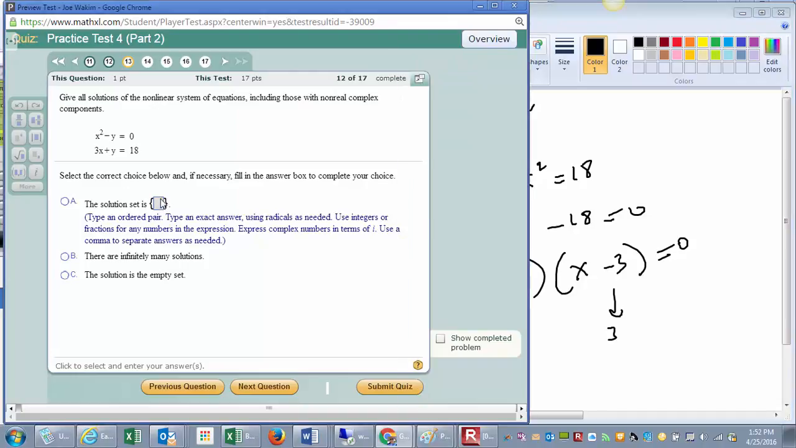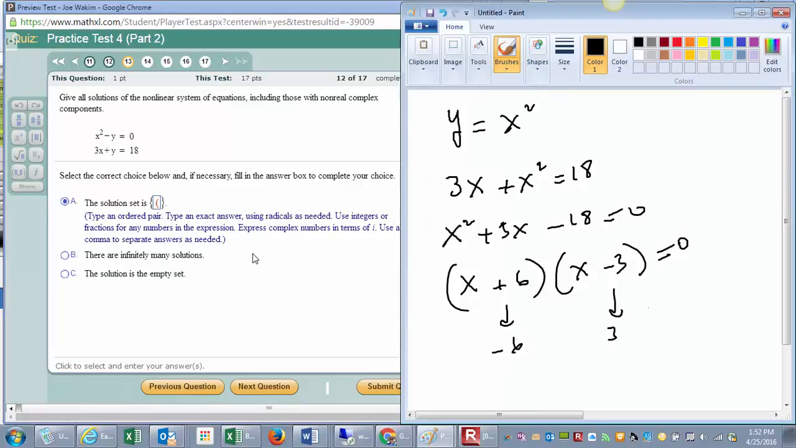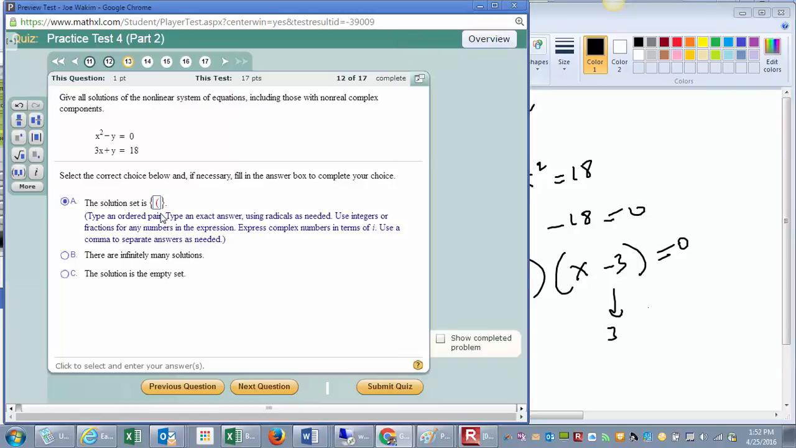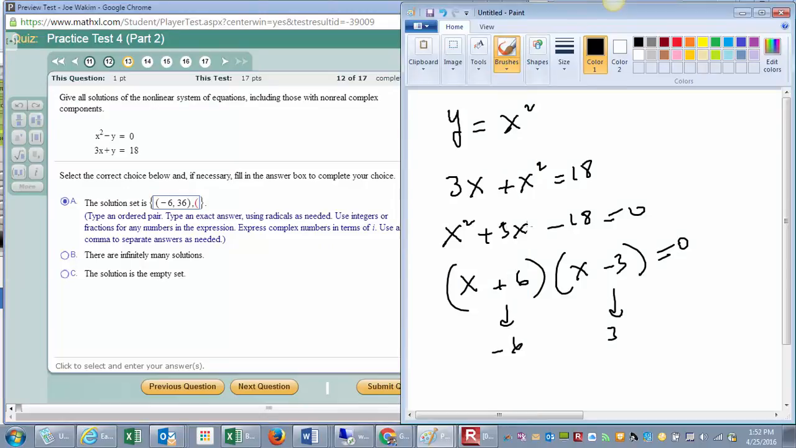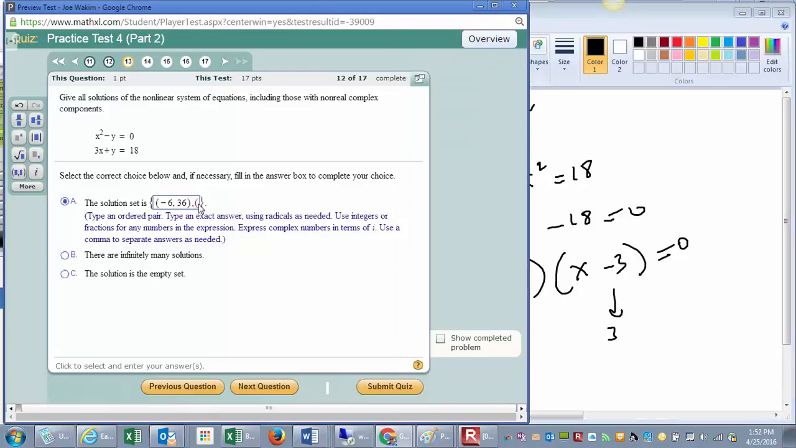So the first one would be, for x equals negative 6, y would be 36. Use radicals, integers, fractions, express complex numbers in terms of i, okay, type an ordered pair. So x equals negative 6, then y would be 36. If x equals 3, y would be 9. So 3, 9. Next, make sure we don't have spaces. No space. Okay, good.